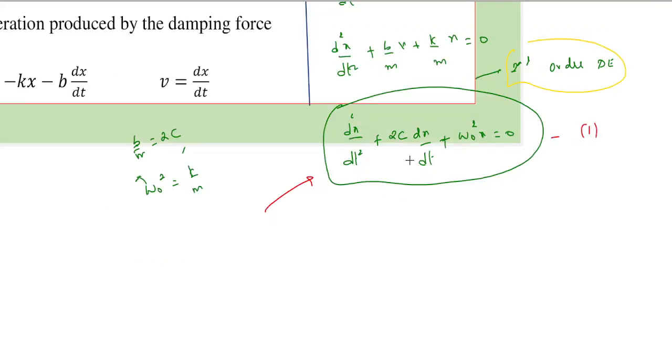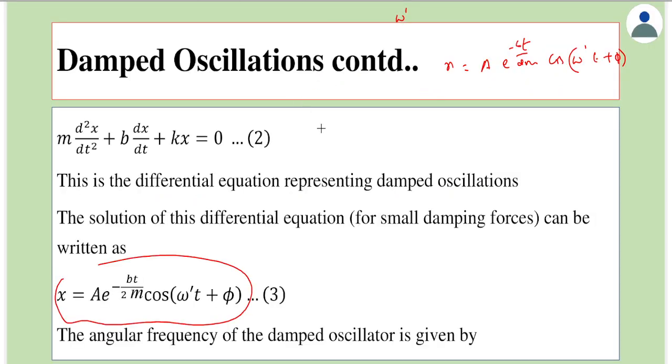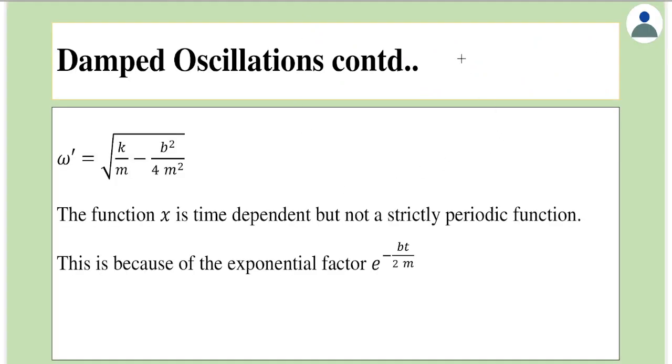If we put it back here, then we should get 0 on the right hand side. That is the expression in this case. Now that omega prime, what we saw, is equal to k by m minus b square by 4m square. As I told you earlier, this has not been proved here. Just learn it as a fact. The proof is not required.